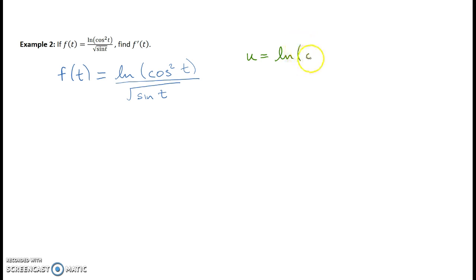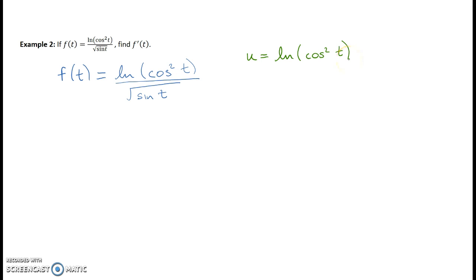Okay, now this time we have a quotient rule, chain rule combination. So we've got the log of cosine squared t over the square root of sine t, and I'm a little bit trepidatious about where this is going to go because I haven't done it before. Okay, with the quotient rule, u is the expression on top, so u is going to be equal to the log of cosine squared t.